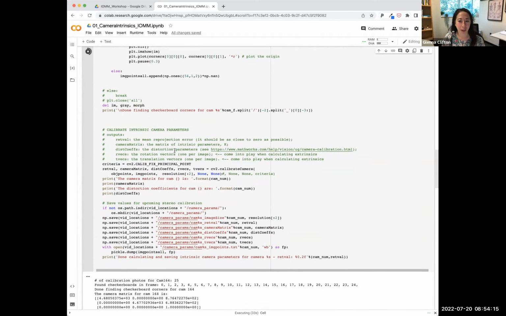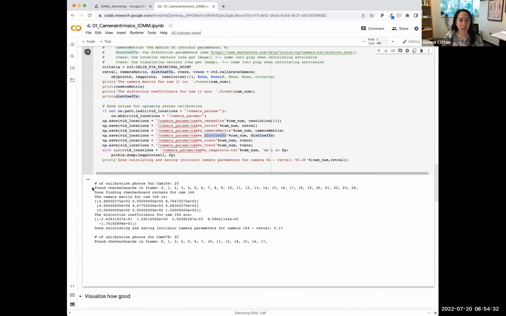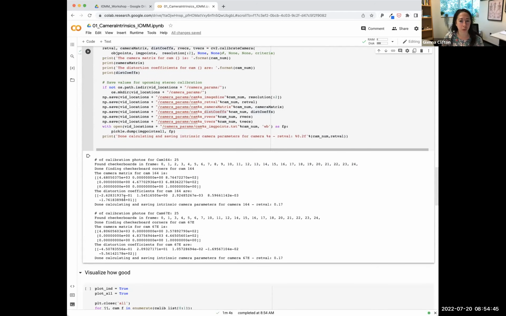And then it's going to save them to a folder so that you have all of these important variables. So remember, we talked about the camera matrix being the intrinsics here, that K or kappa. Then also the distortion coefficients are the main ones that we're really looking for here. And so you can see here, our code is working through. So for our camera 164, it found 25 images. It found the checkerboard corners in these images, it calculated the camera matrix, and then it found the distortion coefficients, and then it saved all the camera parameters, and it did the same thing for the other camera.